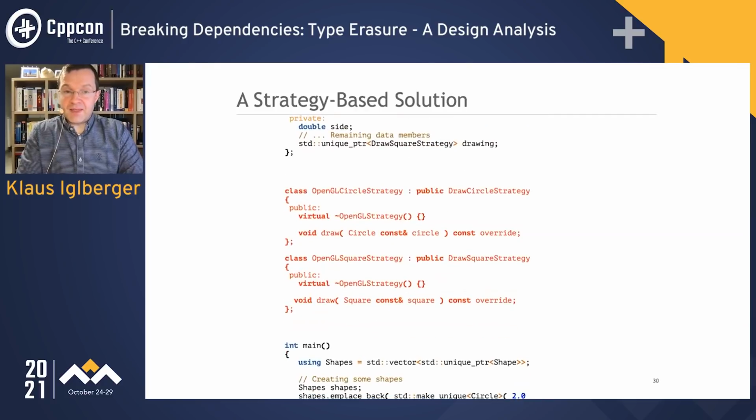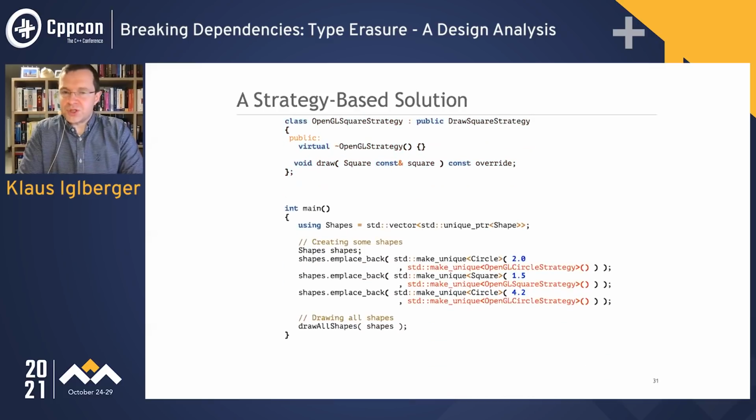All right, then I'm suddenly in the position to implement this in various ways. So an OpenGL circle strategy or an OpenGL square strategy. I can implement this anywhere else. I don't have to depend on these things. And in the main function, I just put it together. I create a couple of strategies, create a circle, give it the according strategy, add it to some vector of unique pointers of shape, for instance.